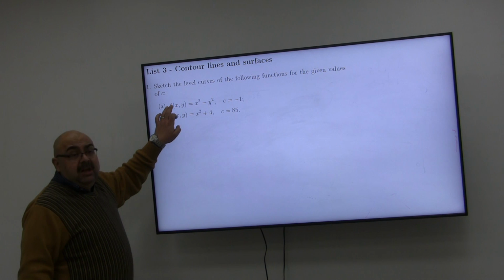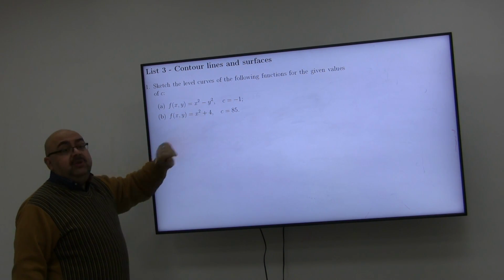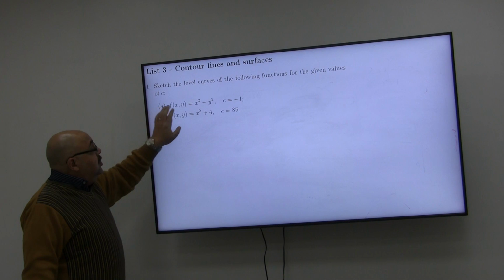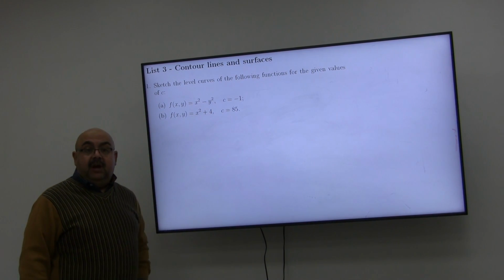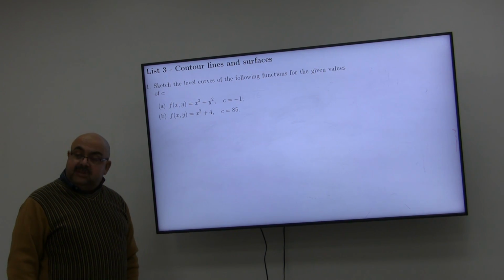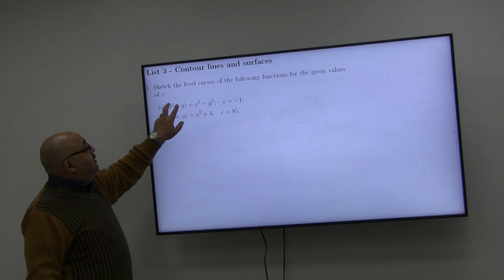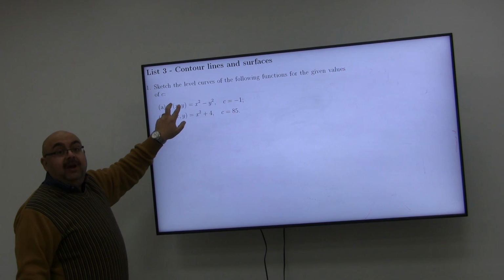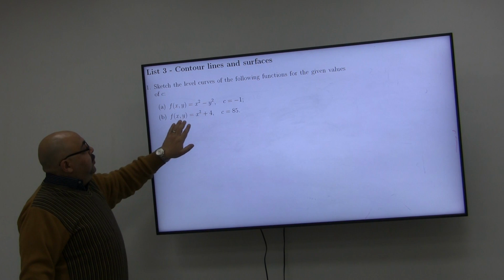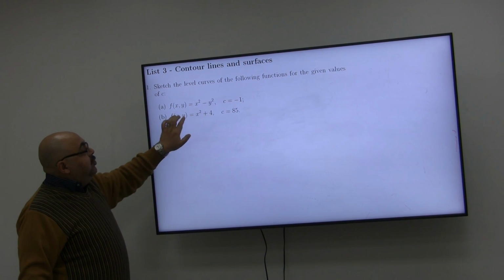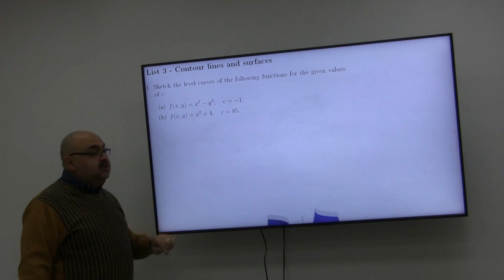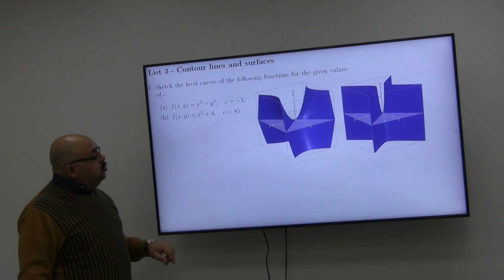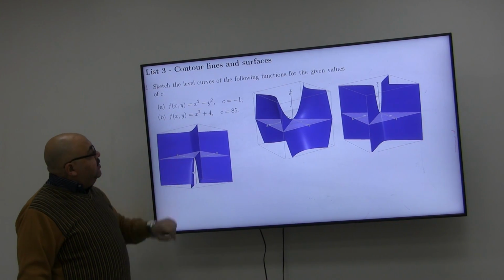Here is z equal to x squared minus y squared. Here is z equal to x squared minus y squared, and c is equal to -1. I need to see the level curve when c equals -1. If you insert -1 instead of this, you will have an equation of a hyperbola. Right? Okay, and for this one, if I replace this value by 85, it's going to be a parabola, and so on.